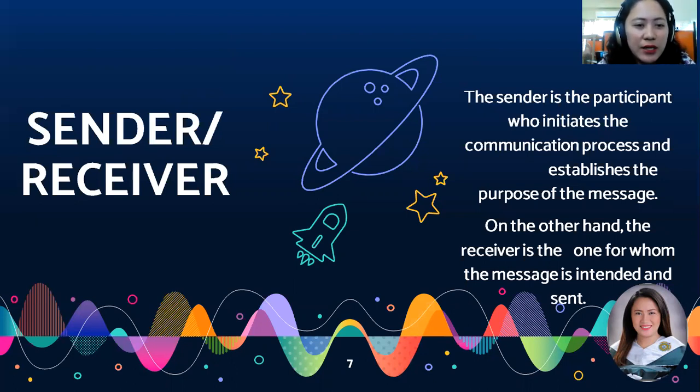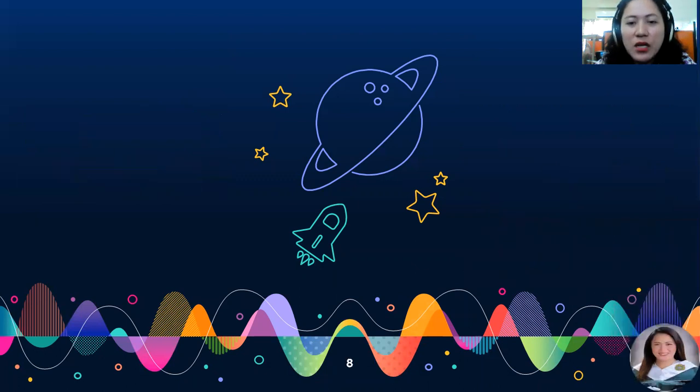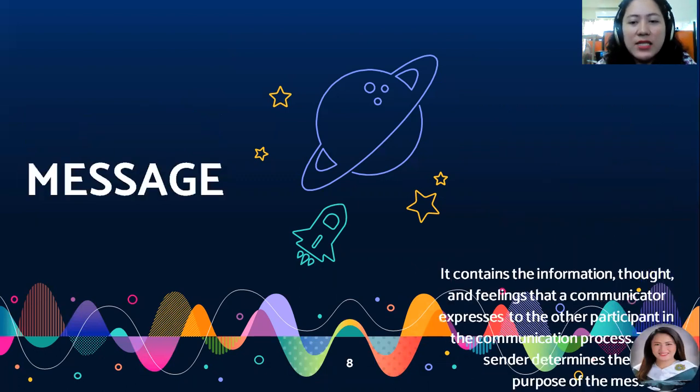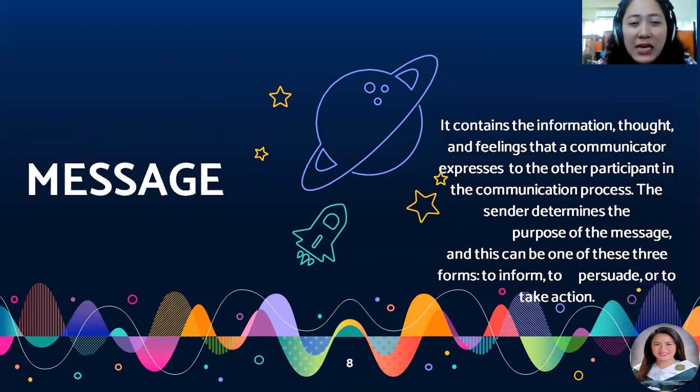So if you heard the message, then automatically you are the receiver of the message. So even if John is just shouting there at the street and you hear that word that John just shouted, then you can be considered as the receiver in that communication process. So the message, it is the meat of the communication process. It contains information, the thought, the feelings that a communicator expresses to other participant in the communication process.